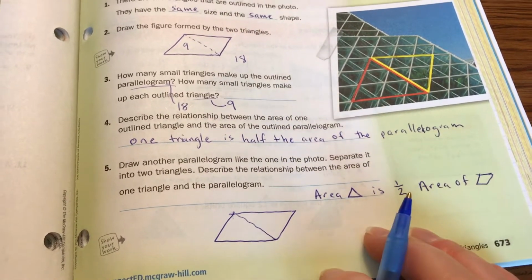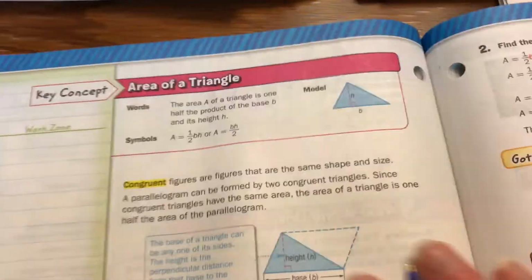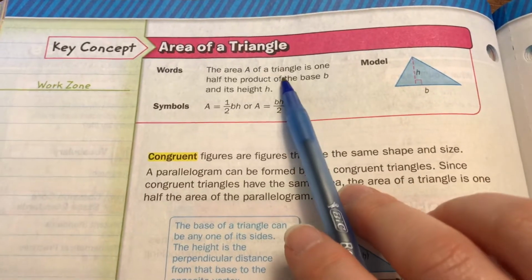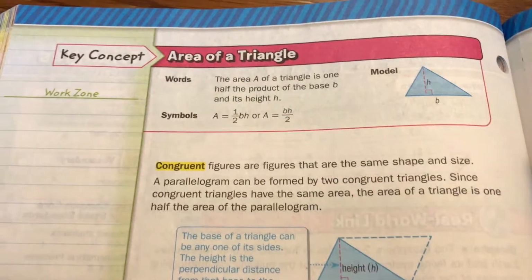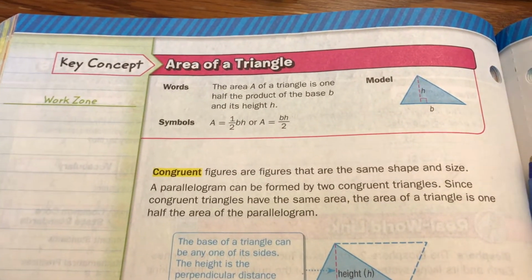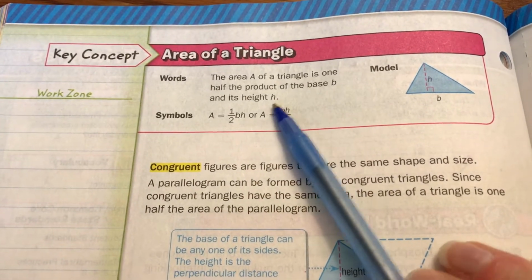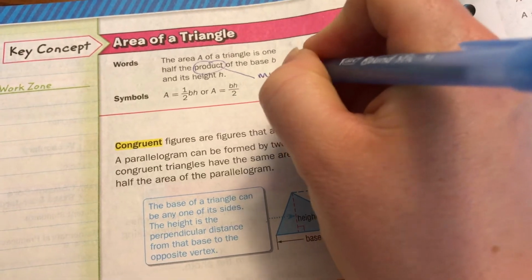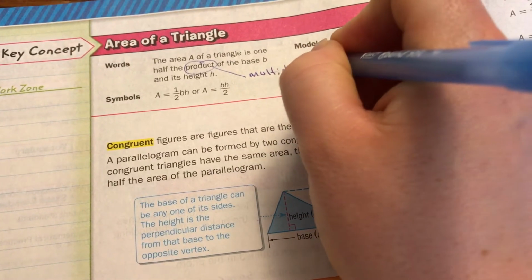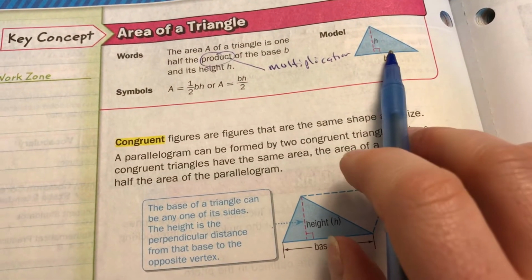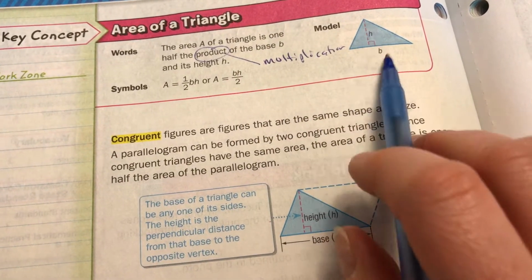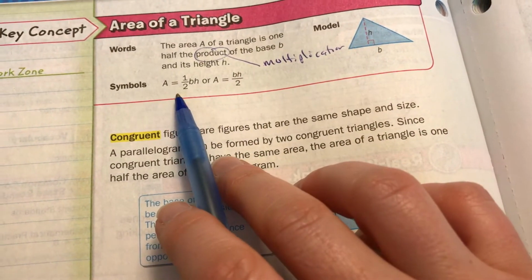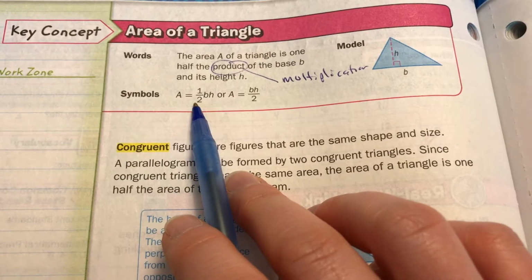And now we're going to talk about what formula that gives us. So let's go to the next page and look at the formula. The area of a triangle in words. The area A of a triangle is 1/2 the product of the base B and its height H. And remember, product is the answer to a multiplication problem. So we are multiplying base times height. It's just that we only need half of base times height.